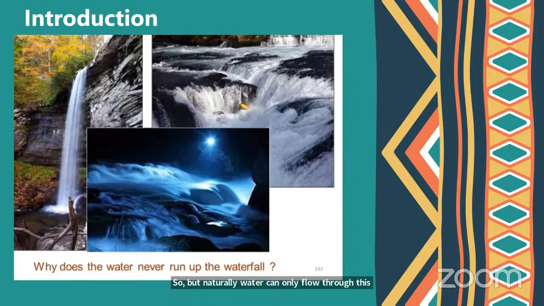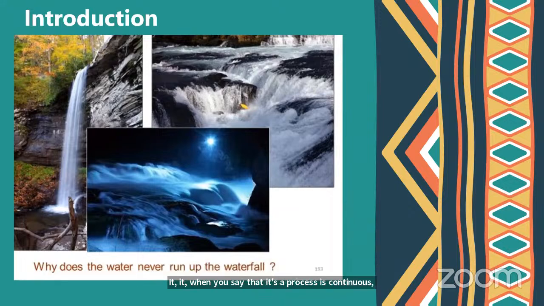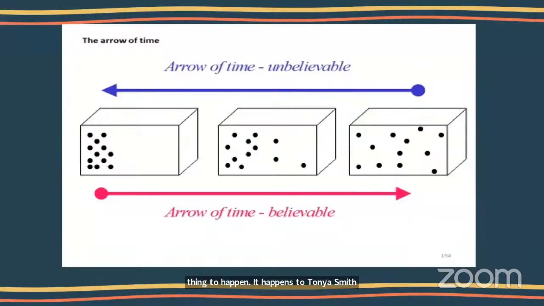Now, one of the uses of the second law of thermodynamics is to determine whether a process is spontaneous or not. When you say that a process is spontaneous, it is a process that can happen on its own without any external aid, without you helping it or putting in energy to make that thing happen. It happens spontaneously. Let's look at another example here.